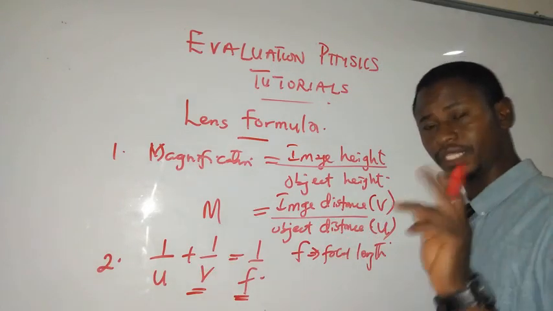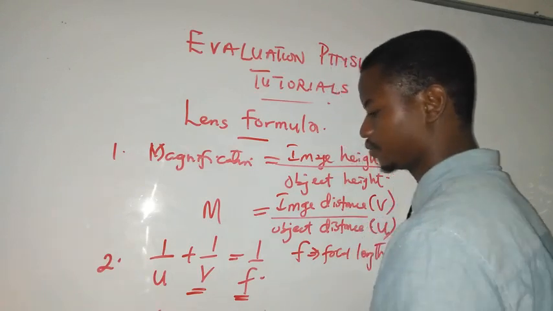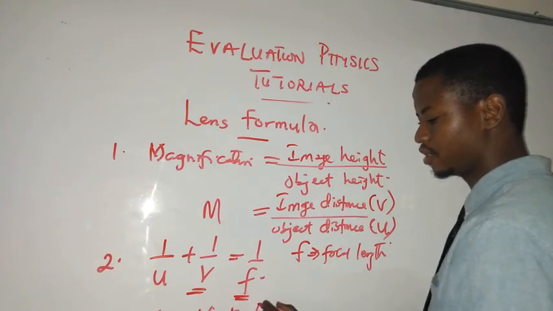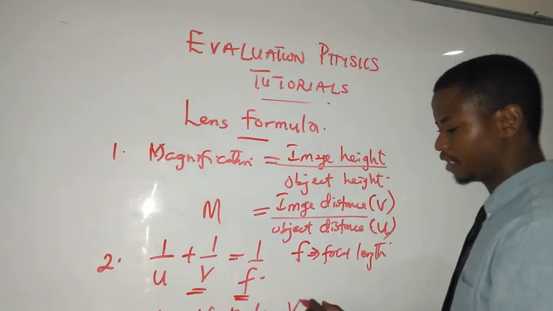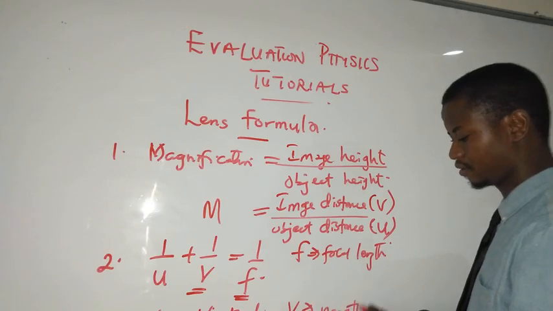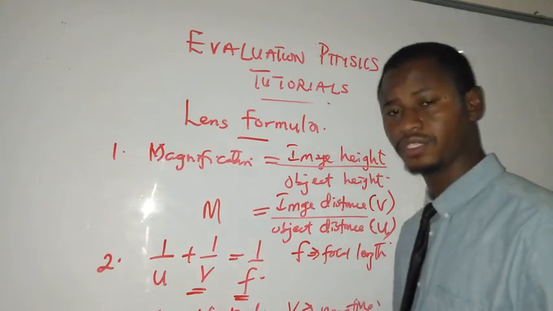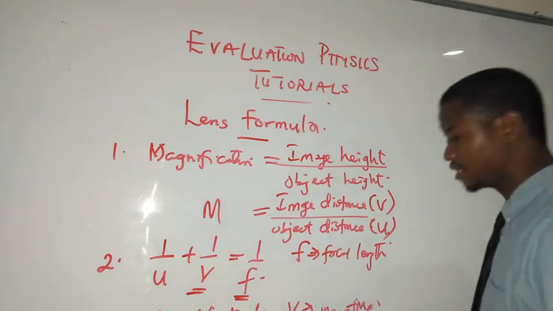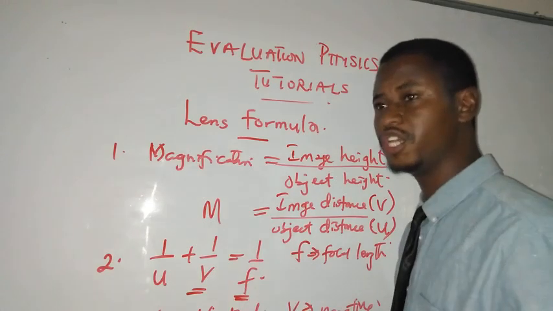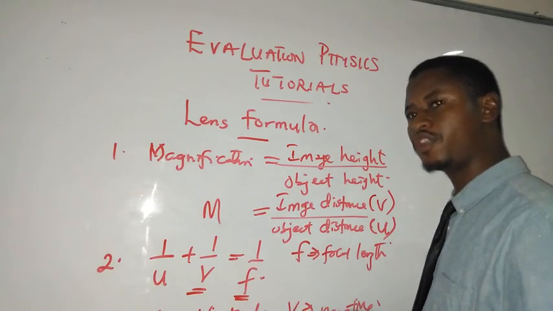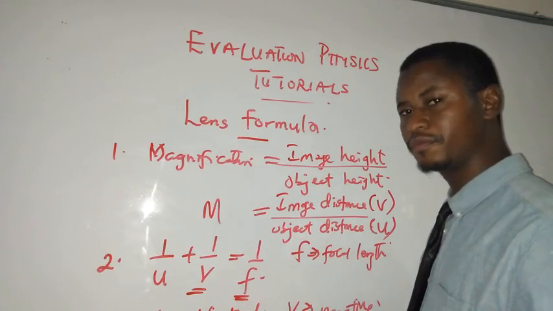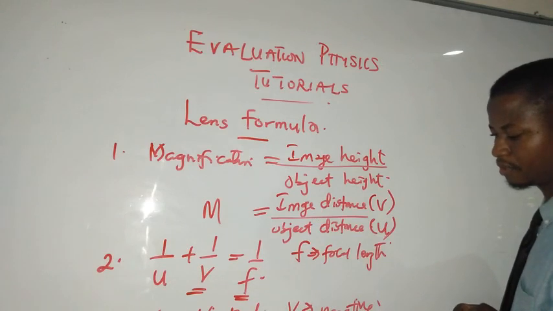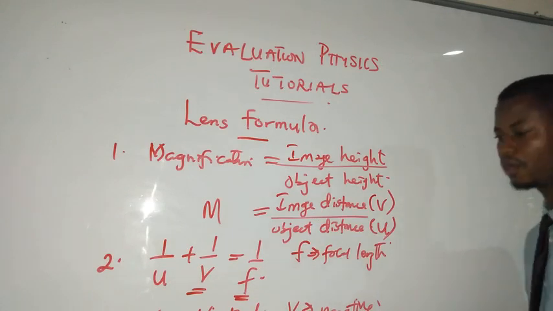But the image has some key notes you must note. Number one, if the image is a virtual image, then your V must be negative, whether you are looking for it or it is given in the question. If it is given, you must put a minus beside the V. For instance, the image distance of a virtual image 20 centimeters from the lens will be expressed as V is equal to minus 20 centimeters. Very important.